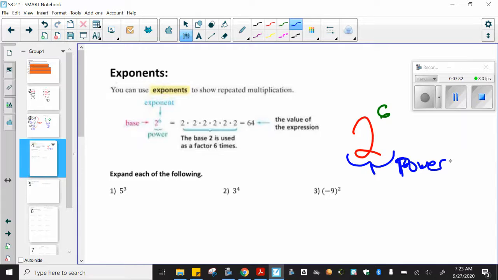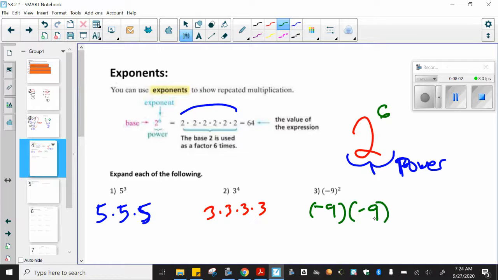All right, we're going to expand. So we're going to do that down here. We have 5 to the third, which would be 5 times 5 times 5. 3 to the fourth would be 3 times 3 times 3 times 3. The last one, we have negative 9 squared. We're actually going to put the parentheses in. We're going to do negative 9 times negative 9. Because the negative sign is inside the parentheses, that has to be included in what we repeat. So you repeat the whole thing, the parentheses and the negative.